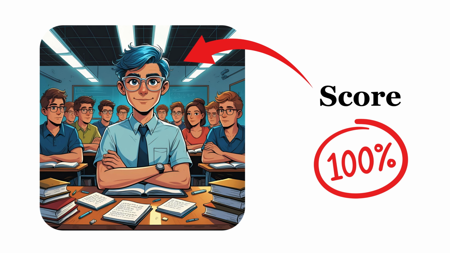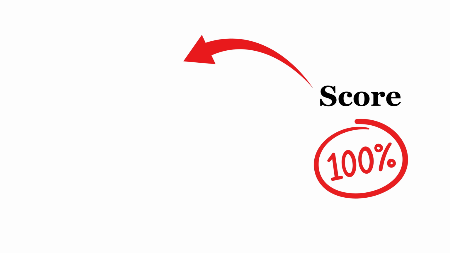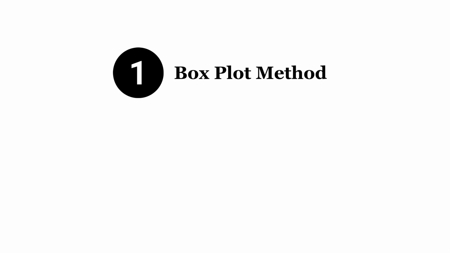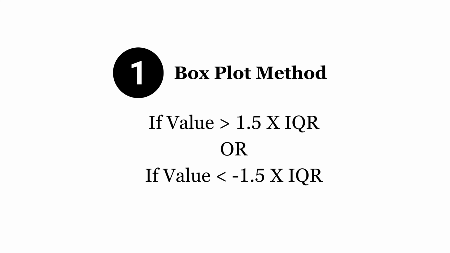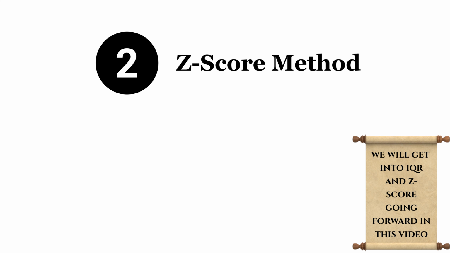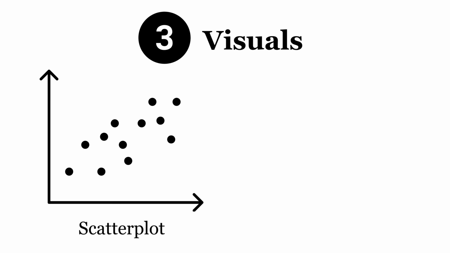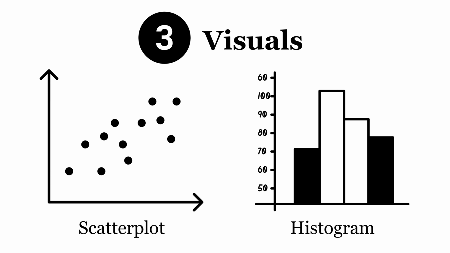Now the question that comes up is how to detect outliers. The outliers can be detected by applying any of the following three methods. The first is the box plot method. In this method, a certain range is maintained where if the values exceed 1.5 times the IQR, then they are considered outliers. The second method is the Z-score method. If a data point's Z-score is greater than +3 or -3, it's likely an outlier. And the third method is using visuals such as scatter plots or histograms to understand the spread of the data.